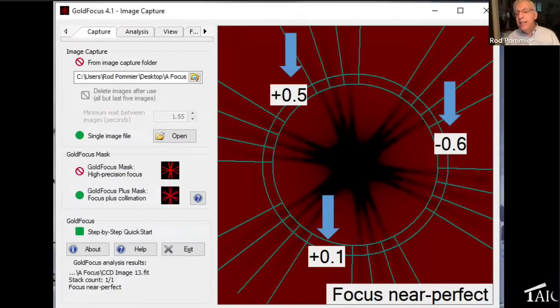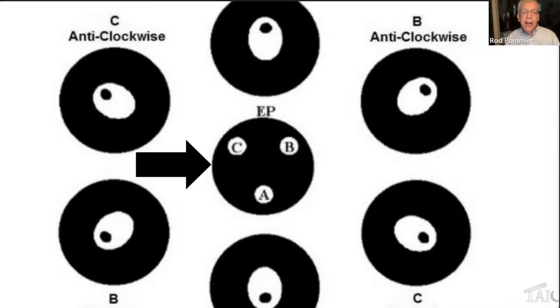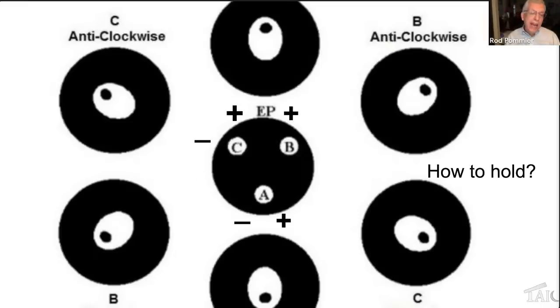It also has these three numbers, and these correspond to the three set screws on the secondary mirror of a Schmidt-Cassegrain telescope, and it tells you how far you have to turn them in one direction or another to achieve perfect collimation. I just looked at this diagram and said, yeah, those three arrows correspond to the three set screws. All I had to do was figure out which way I had to turn them to be positive or negative. And you could get perfect collimation in that region of the sky in a matter of seconds.